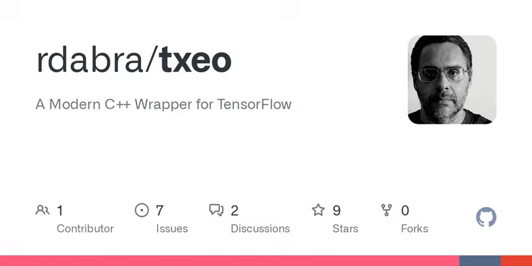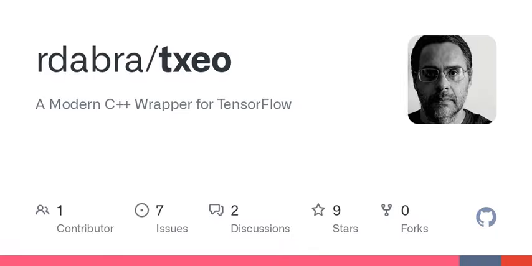So what can you do with txeo? First off, it allows for high-level tensor abstraction. This means you can easily create, manipulate, and operate on tensors without having to get lost in the weeds of TensorFlow's lower-level details. Picture this. Instead of wrestling with intricate setups, imagine handling your data almost as if you were managing a simple list. That's the kind of accessibility txeo aims to provide.